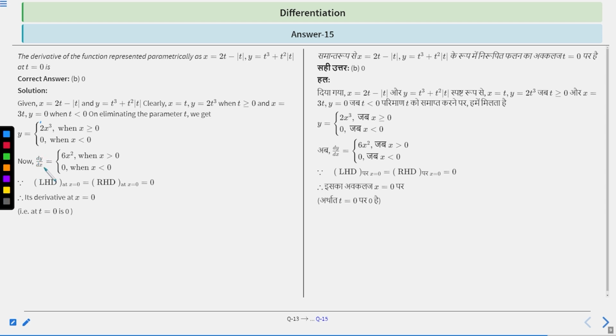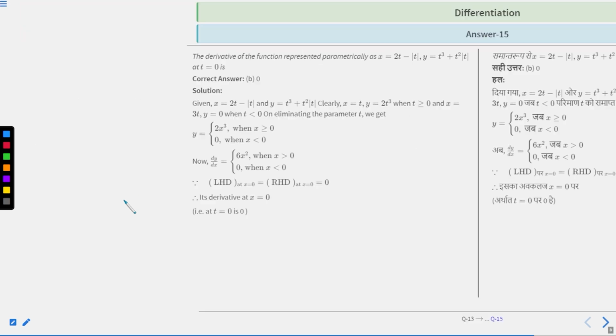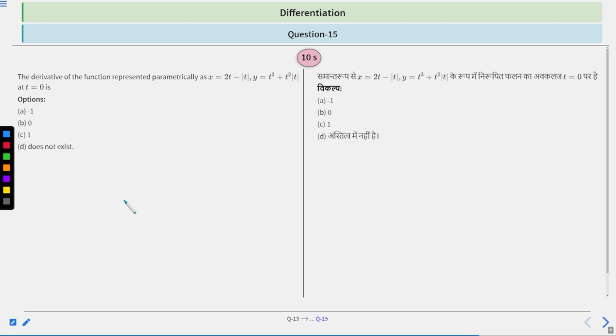Now dy by dx is equal to 6x square when x is greater than 0 and 0 when x is less than 0. Now we have to find the derivative at t equal to 0. Since the left hand derivative at x equal to 0 is equal to the right hand derivative at x equal to 0, its derivative at x equal to 0 will be equal to 0. Clear? So I think option B is the right choice. 0 is the answer.